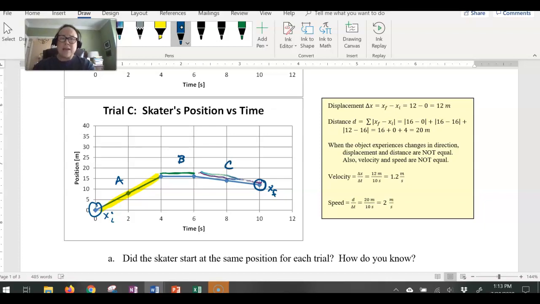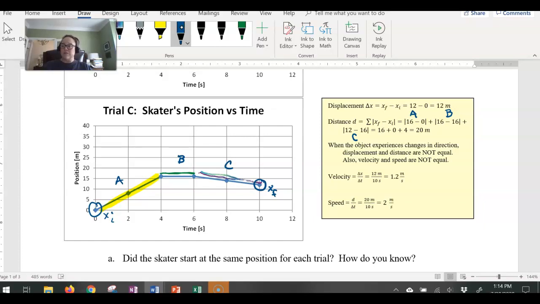So for part A of the trip, the displacement was 16 minus 0, because as the skater moved in the positive direction, they started at 0 meters and ended up at 16 meters for that first part of the trip. For the second part of the trip, what I've labeled B, they stayed at the same position, so their displacement was 0. And for the third part of the trip, they moved in the negative direction, so their final minus initial positions were 12 minus 16.